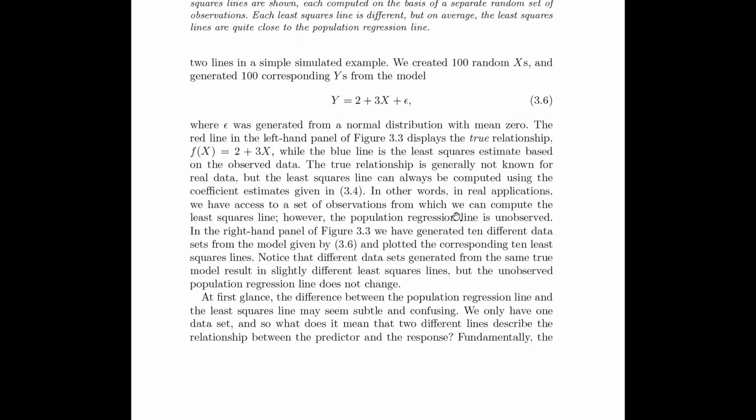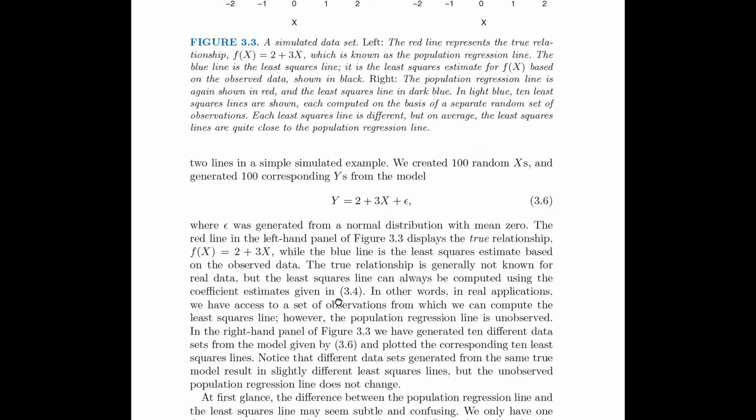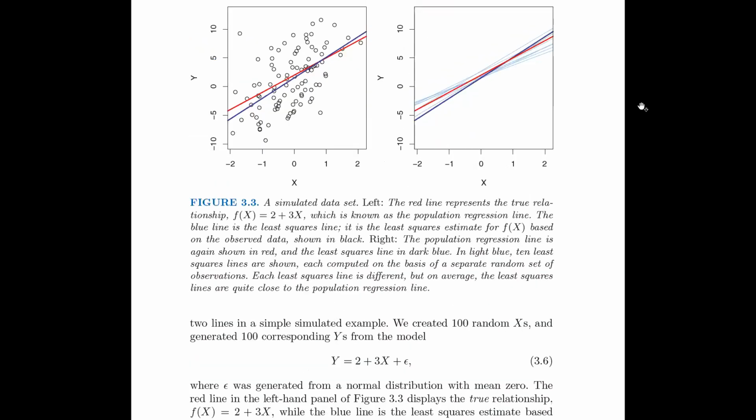And if this is sounding repetitive, it is repetitive. I may even be repeating more than the book over here, which is saying something, isn't it? However, the population line is observed in the right-hand panel of figure 3.3. We have generated 10 different data sets from the model given by 3.6. So, okay, what's going on over here? Didn't we have 100 data points over here and we fitted the dark blue line? They've done it 10 times.